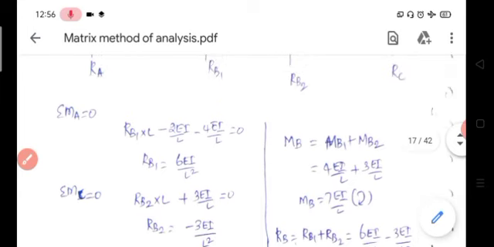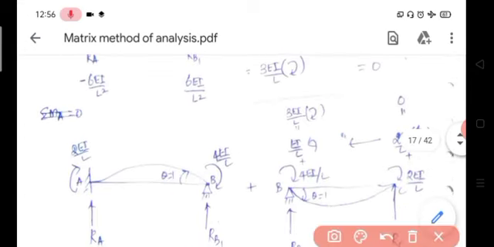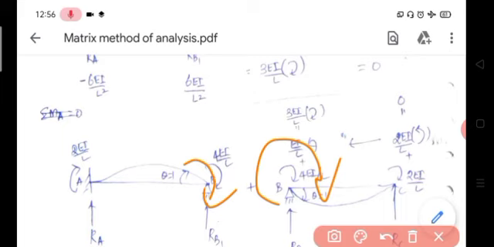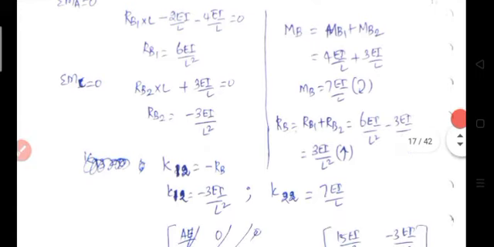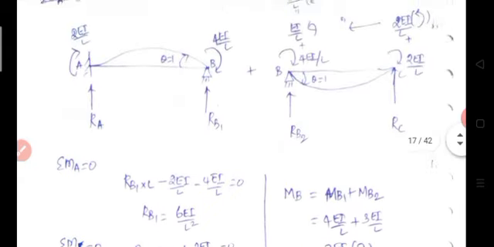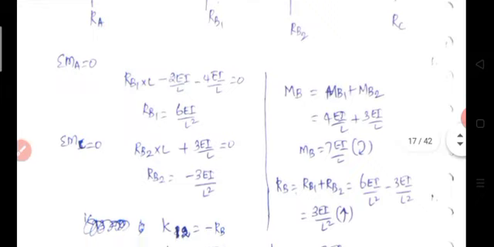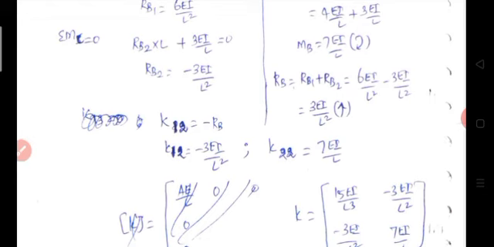Then the net moment at B, MB, is equal to MB1 plus MB2. MB1 is in the clockwise direction, 4 EI by L, and MB2 is also in the clockwise direction, 3 EI by L. Totally, MB is equal to 7 EI by L. Then RB is equal to RB1 plus RB2. RB1 is in the upward direction, 6 EI by L square, and RB2 is in the downward direction, minus 3 EI by L square. So the net reaction is 3 EI by L square in the upward direction.